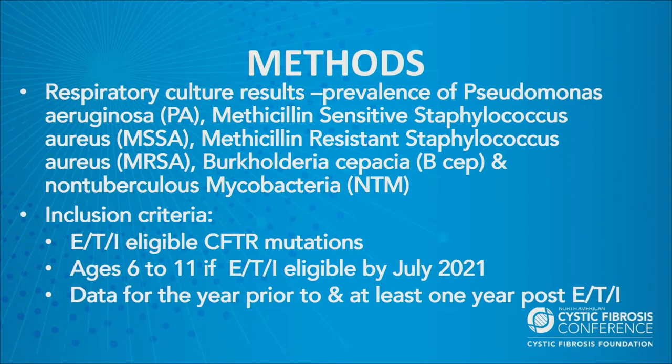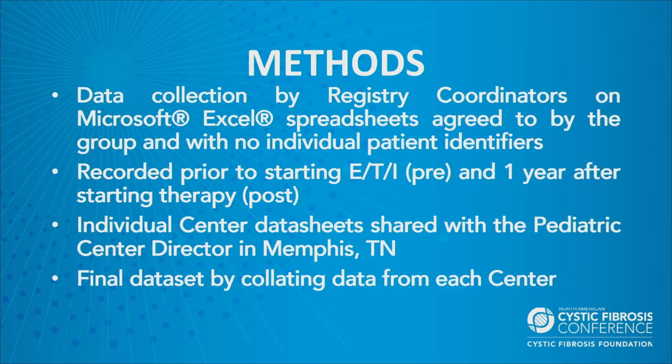As far as sputum microbiology was concerned, we decided to focus on the prevalence of Pseudomonas aeruginosa, methicillin-sensitive Staphylococcus aureus, methicillin-resistant Staphylococcus aureus, Burkholderia cepacia, and non-tuberculous mycobacteria. To be included in the analysis, patients had to have mutations that were ETI eligible. Patients ages 6 to 11 were included if they started this medication by July 2021. And we were going to collect data for the year prior and the year after starting ETI.